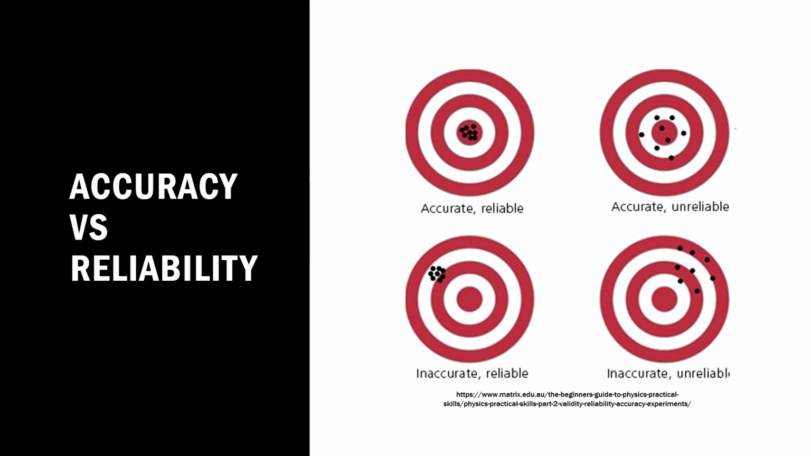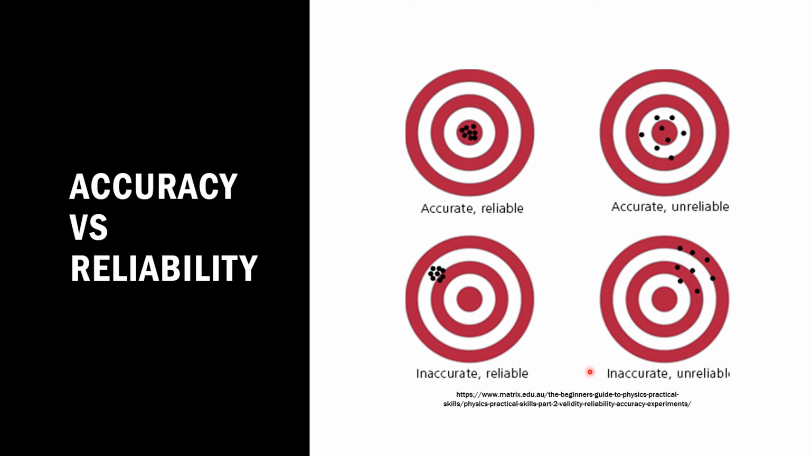Now moving on, this means that there are 4 different combinations. We can have the data sets up here on the top, 2 sets that are both accurate. They're both centered around the middle part of the target, which is what we're aiming for. Consistent results where they're all jammed together in the center are considered to be reliable, whereas these ones that are a bit more spread out would be unreliable.